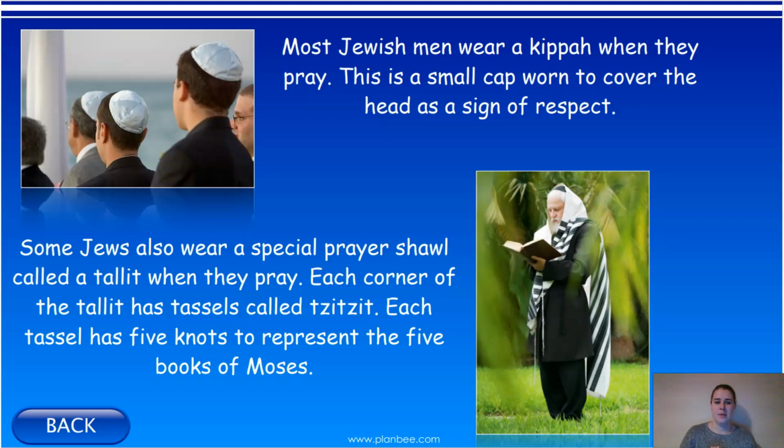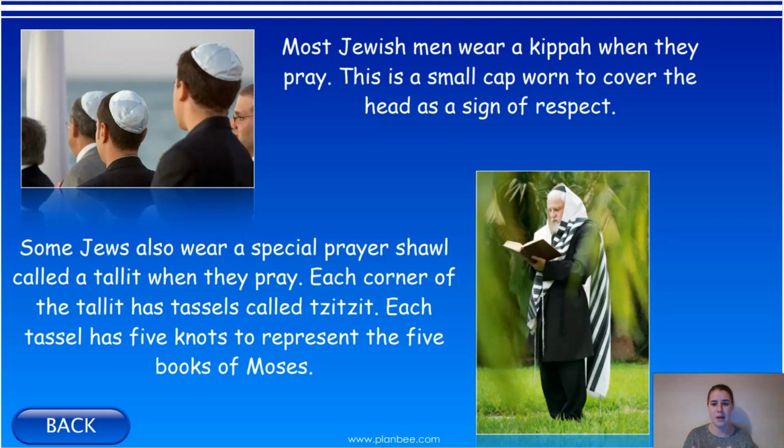So let's go through them in a little bit more detail. Most Jewish men, as you can see here from this picture, will wear a kippah when they pray. That's the small cap, and it's worn as a sign of respect, so as not to have your head facing directly to where your God is. It's that little barrier between, to show that sign of respect to God above.